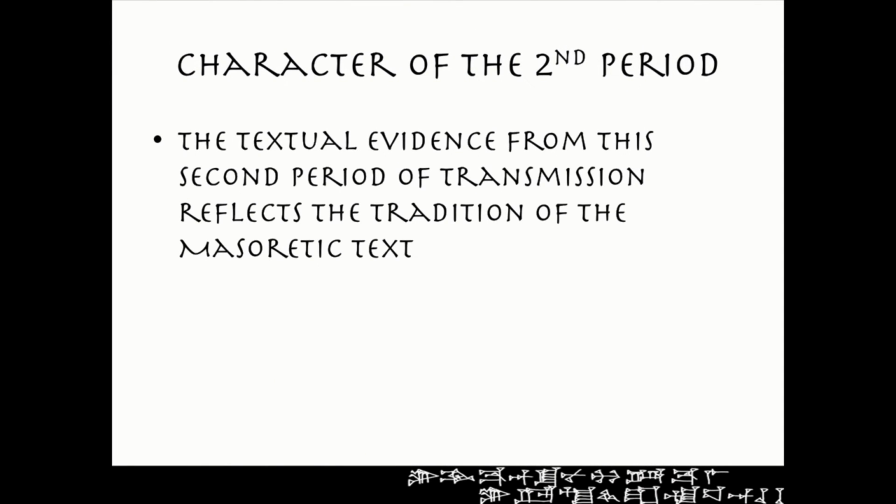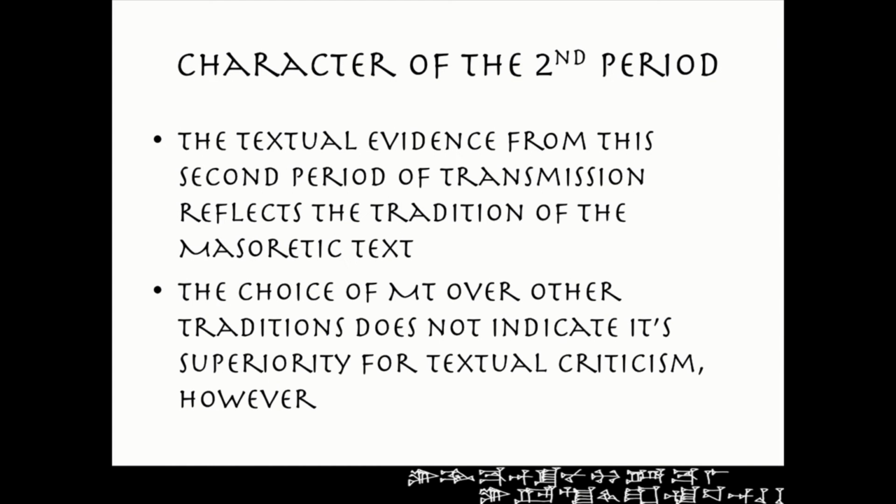Now, what is the character of the second period of transmission? The textual evidence from this second period of transmission reflects the tradition of the Masoretic text. So all of the sources seem to reflect the Masoretic textual tradition. The choice of the MT over other traditions, however, does not indicate its superiority for textual criticism.